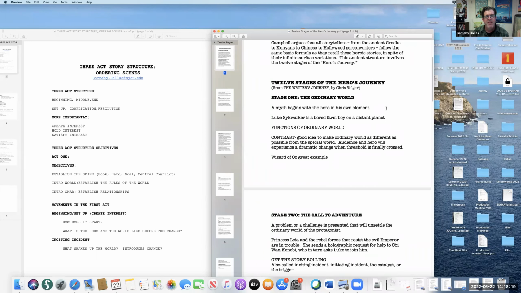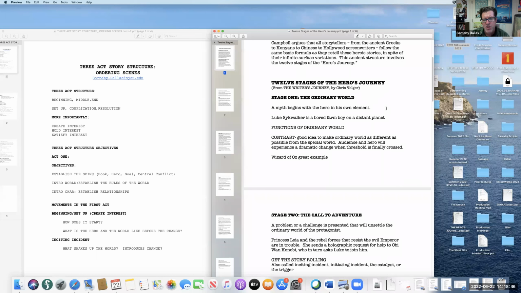When people talk about the hero's journey, there are 12 stages that you should be familiar with. What I'm going to let you know is that it really is just another way to talk about the 3-act structure, to talk about beginning, middle, and end, to talk about setup, complication, resolution, create interest, hold interest, satisfy interest. But it's an interesting way to look at it.